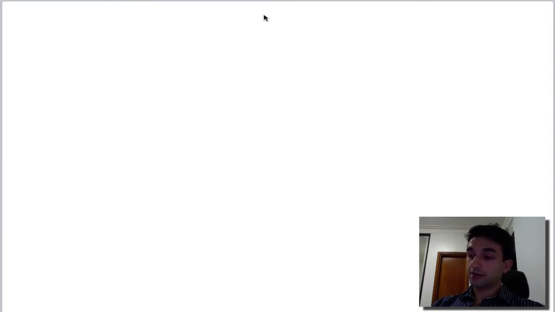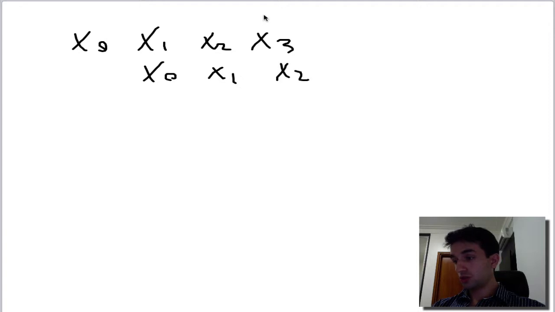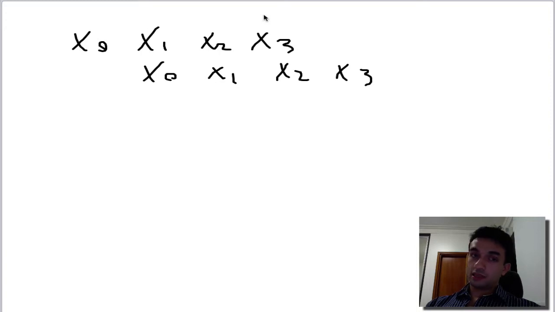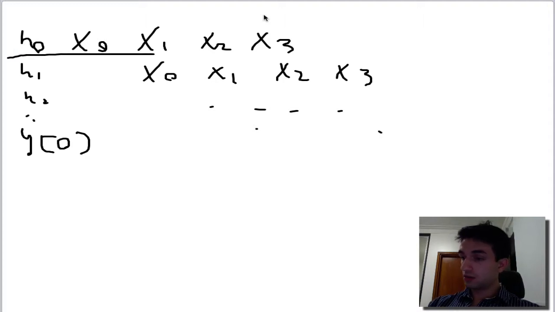So let's do it again, just one more time to make it cleaner. x0, x1, x2, x3, x0, x1, x2, x3. So let's use again the first two samples in y of n. So y of 0, and the table had h0 here, h1 here, h2, and so on and so forth. Okay.